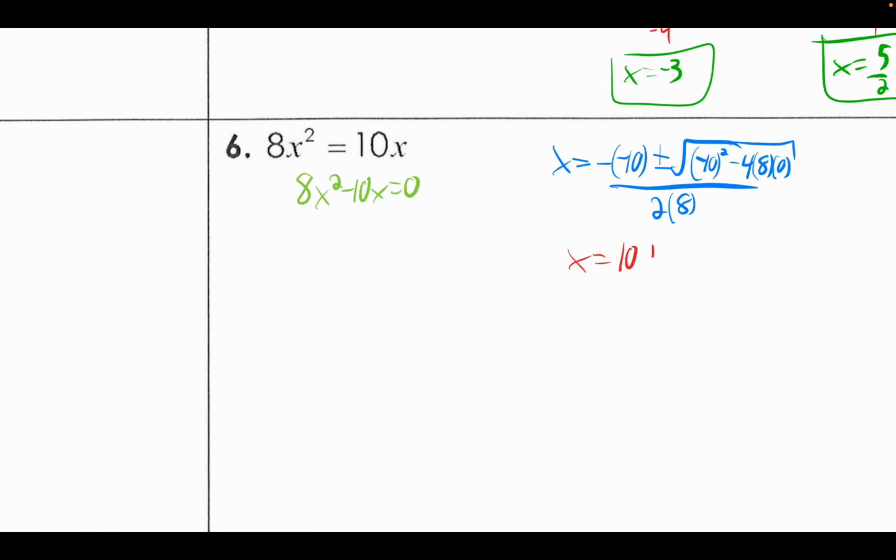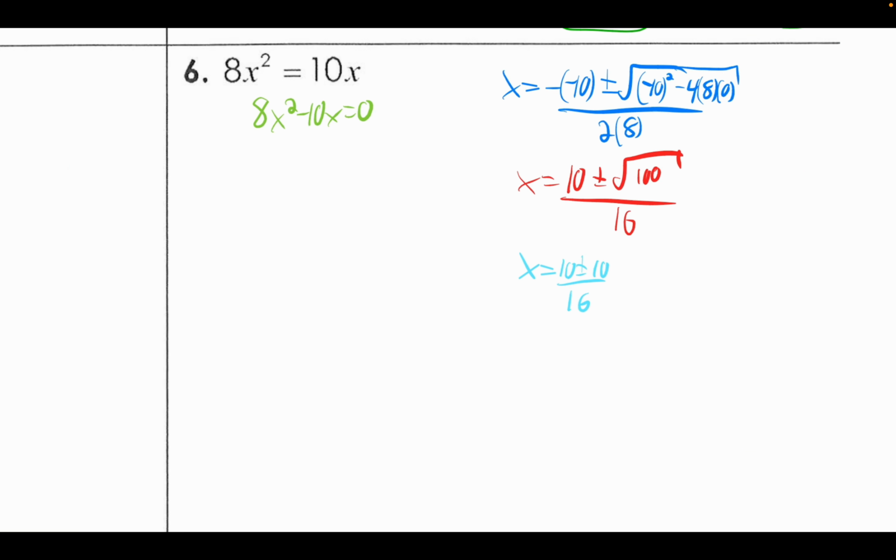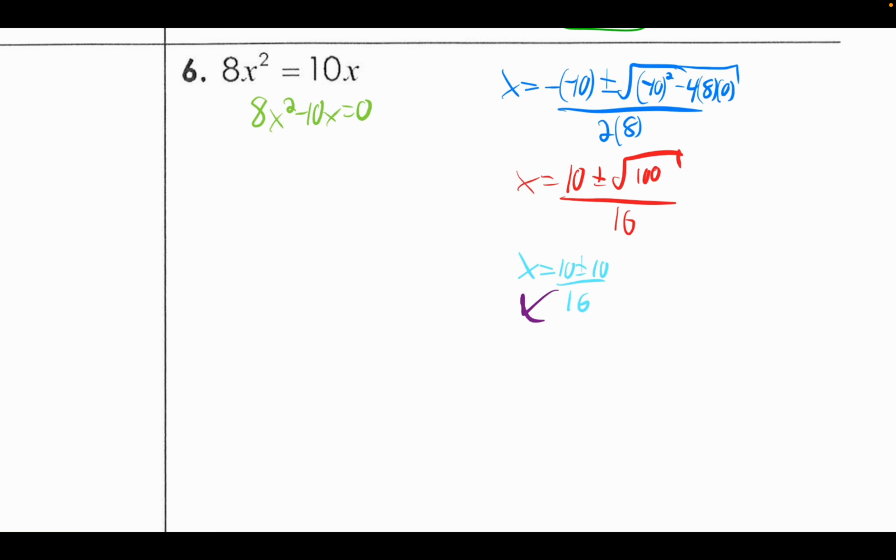So that's positive 10 plus or minus the square root of 100 minus 0, or just 100, all over 16. And noting that the square root of 100 is 10, we get x equals 10 plus or minus 10, all over 16. I'll go and split this into my two equations, getting x equals 10 plus 10 over 16, and x equals 10 minus 10, all over 16.